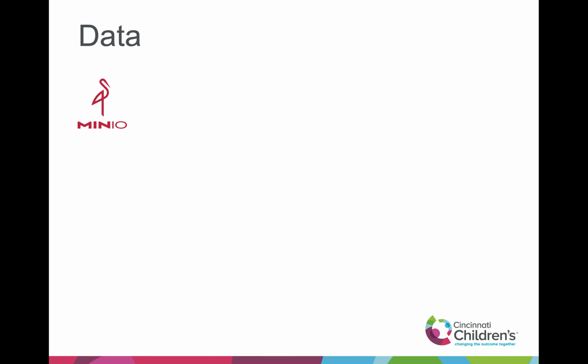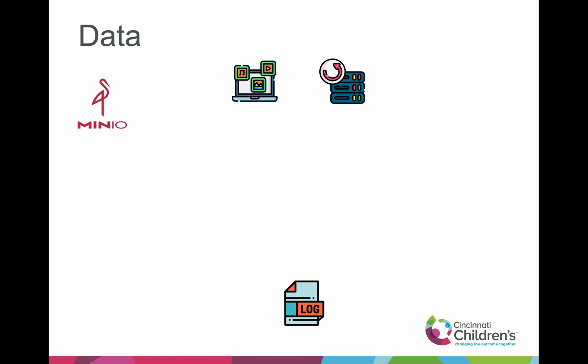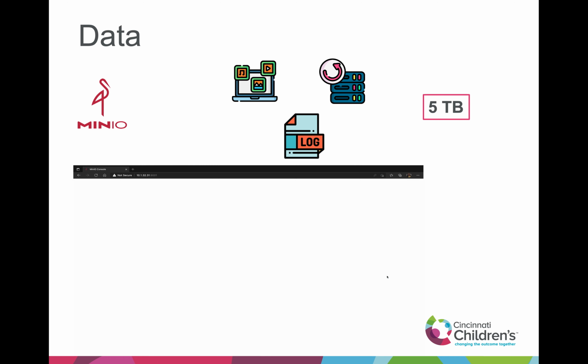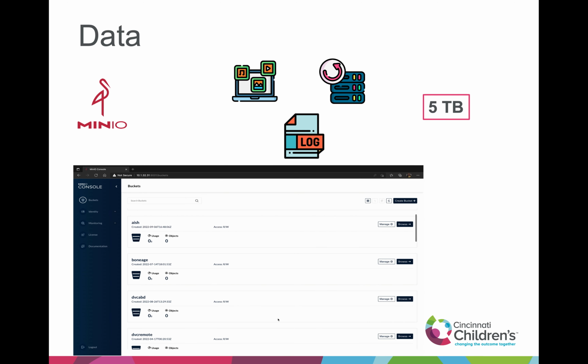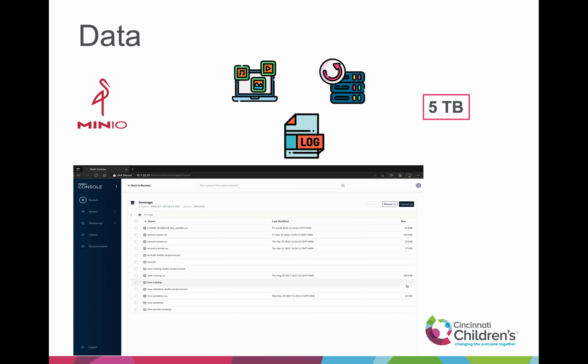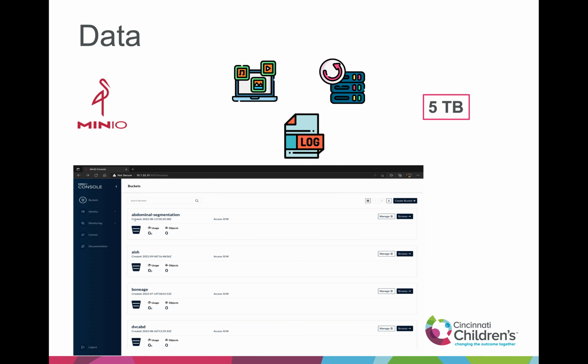MinIO is an open source distributed object storage server which is suited for storing unstructured data such as photos, videos, log files, backups, and containers. Size of an object can range from a few kilobytes to a maximum of 5 terabytes. MinIO also has a web interface. When configured using Docker, it looks something like this. There are the buckets we can create for different projects or persons to store data. One can upload or download data manually using Python scripts.